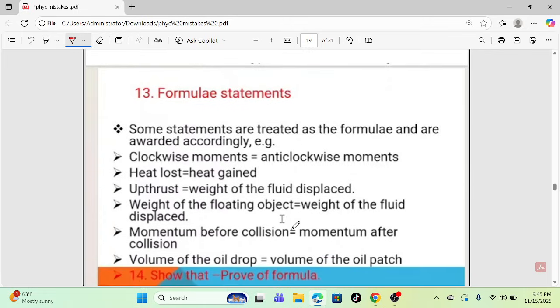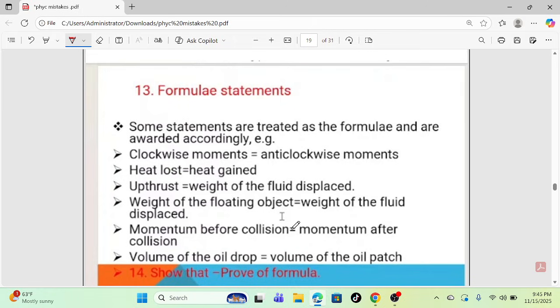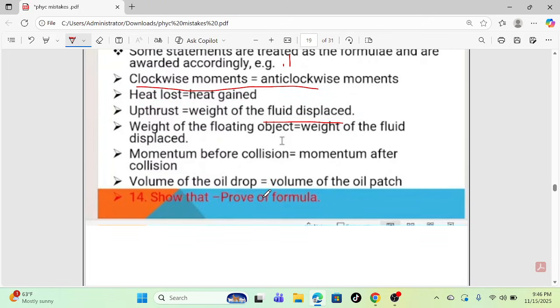Formula statement. Some statements are treated as formula and are awarded accordingly. For example, kuna statements zingine ukiandika ni kama tu formula na marks wanapata tu. For example, clockwise moment is equals to anti-clockwise moment. In case student kama angeandika F1 D1 is equals to F2 D2 angepata pia. Sawa sawa? Lakini kama ameandika in statement form iko sawa pia. Heat loss equals heat gain, weight of body equals weight of fluid displaced, momentum before collision is equals to momentum after collision, volume of air drop is equals to volume of air patch.